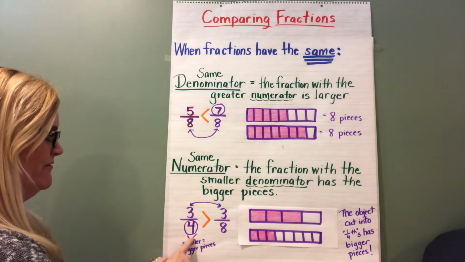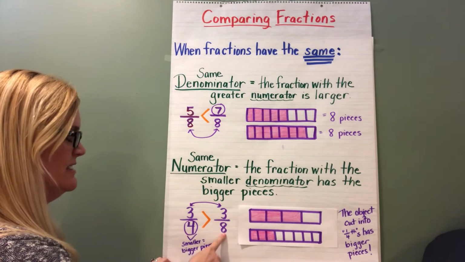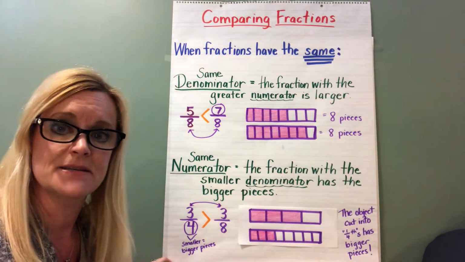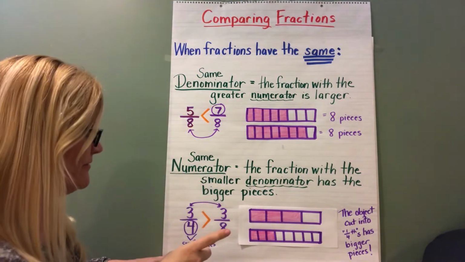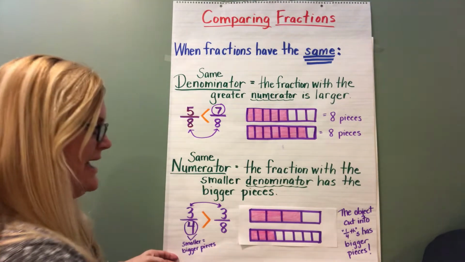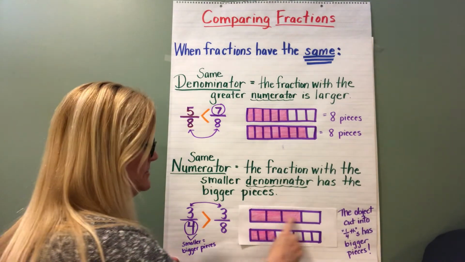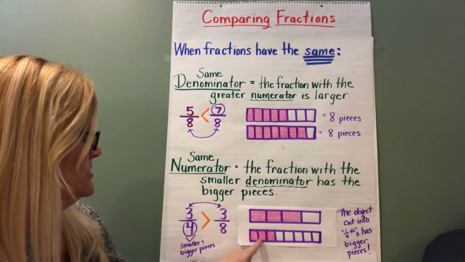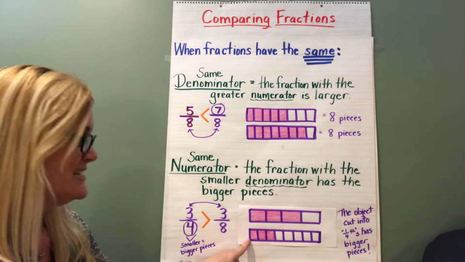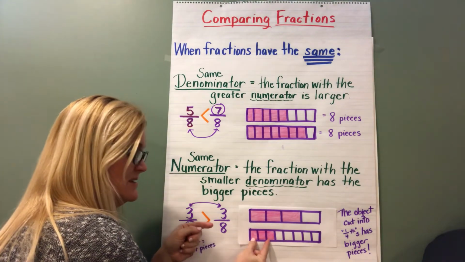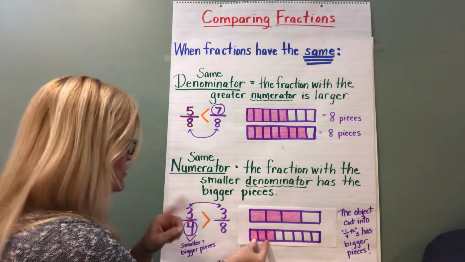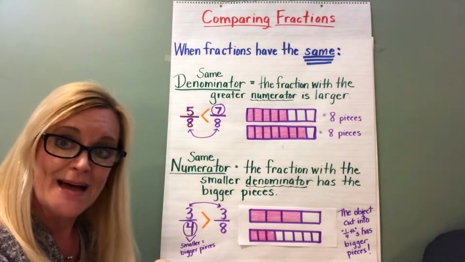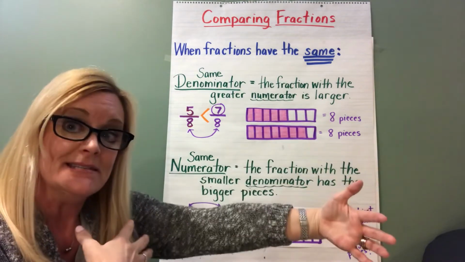So if you look, we have a fraction that's 3/4 and a fraction that's 3/8. So my numerator is the same. We're talking about 3 pieces out of each object. However, if you look at my 2 shapes, this shape is cut into 4 pieces, so the pieces are pretty big. This shape is cut into 8 pieces, so the 3 pieces are a lot smaller. So remember, the fraction with the smaller denominator has the bigger pieces.